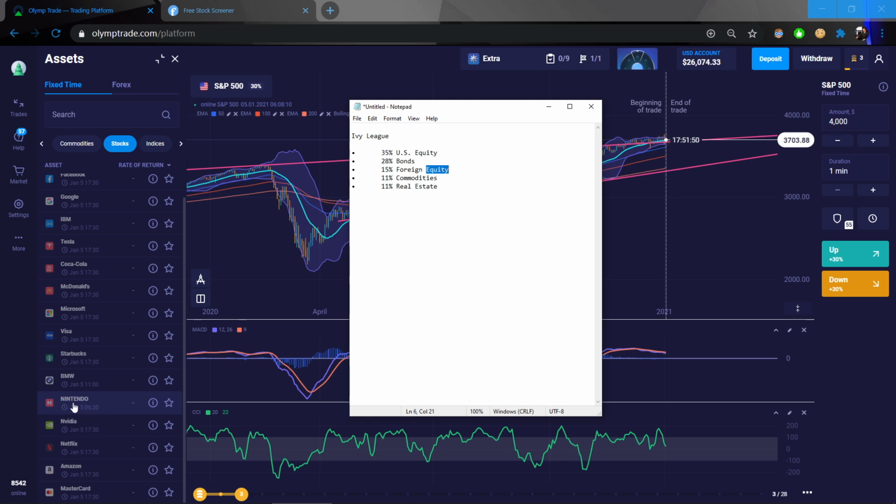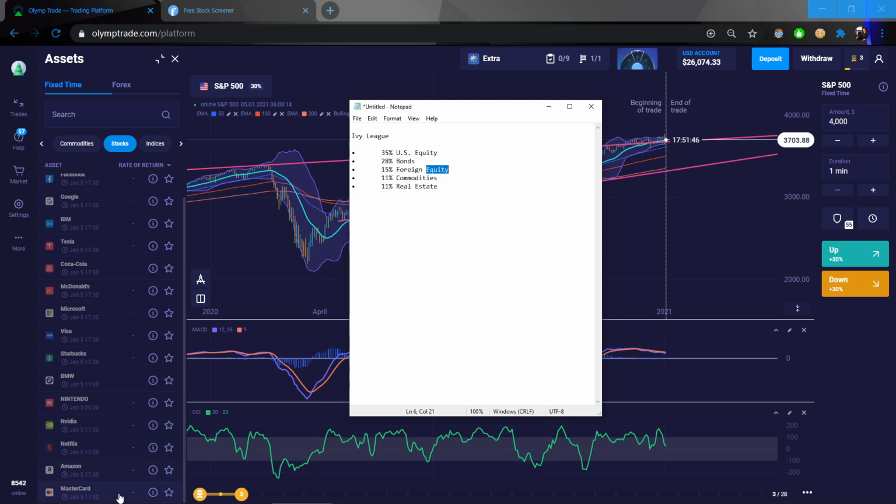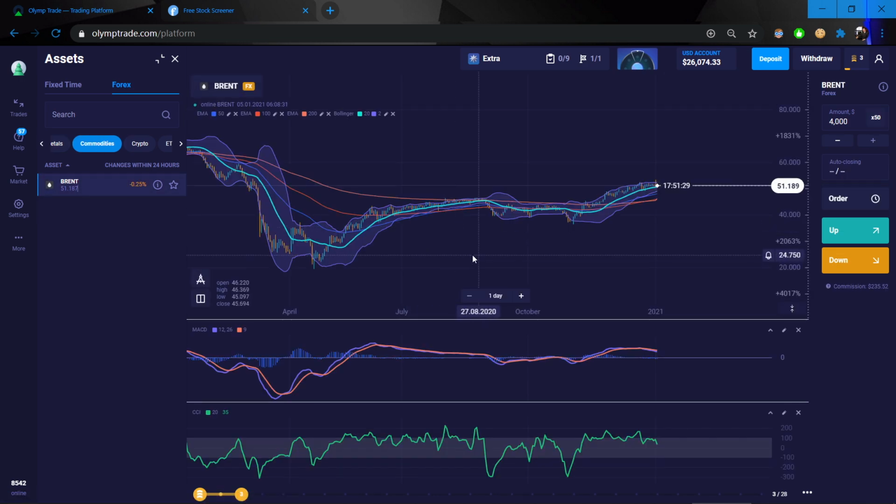I thought we had Nintendo. Nintendo, BMW, those would be foreign equity stocks. And commodities. Here we have a large list of commodities for you. Tradable on the Forex platform are a few less. We have Brent and metals. Nonetheless, these are the top commodities you want to be investing.